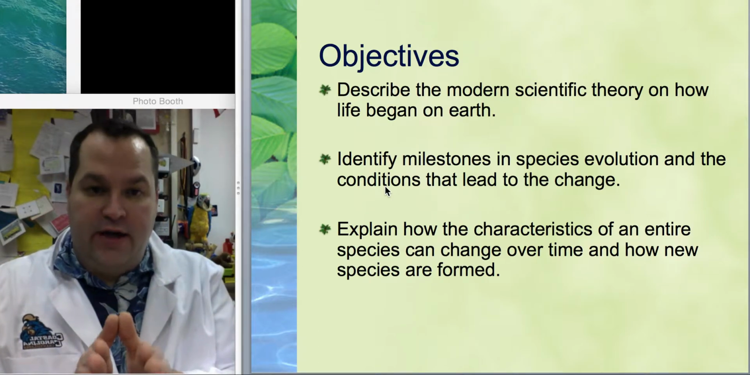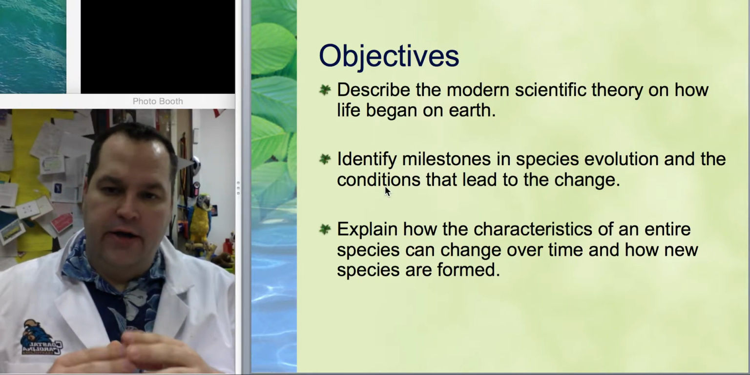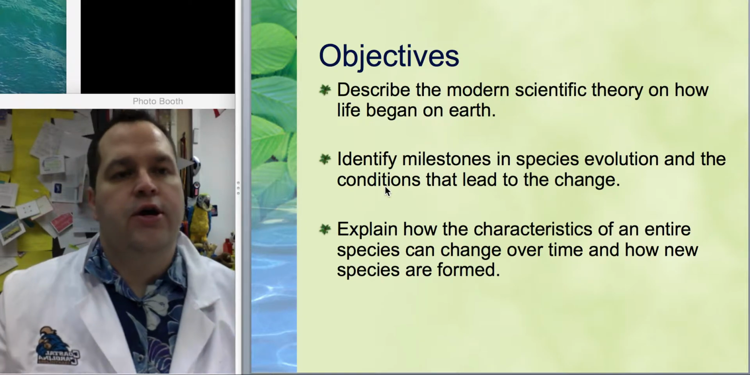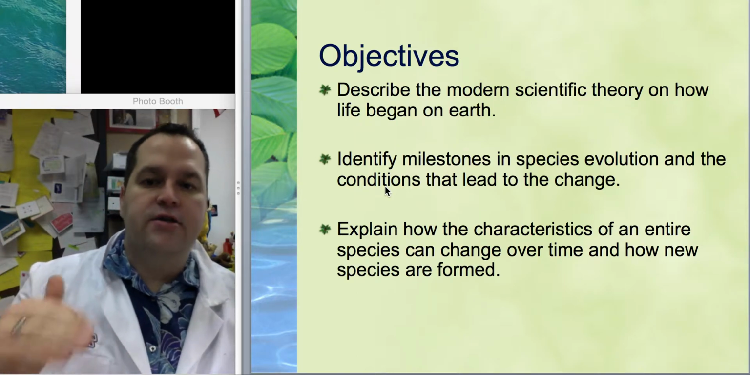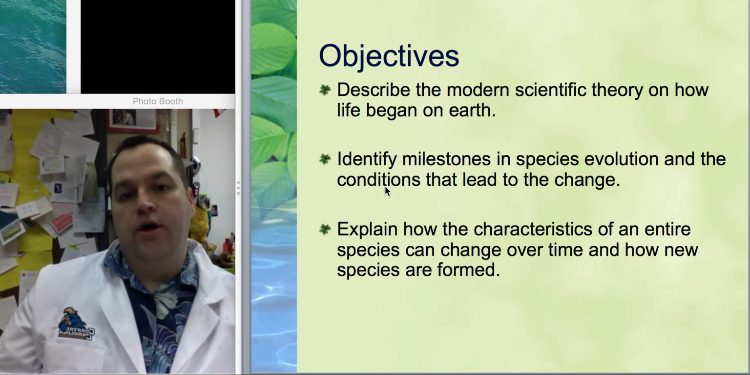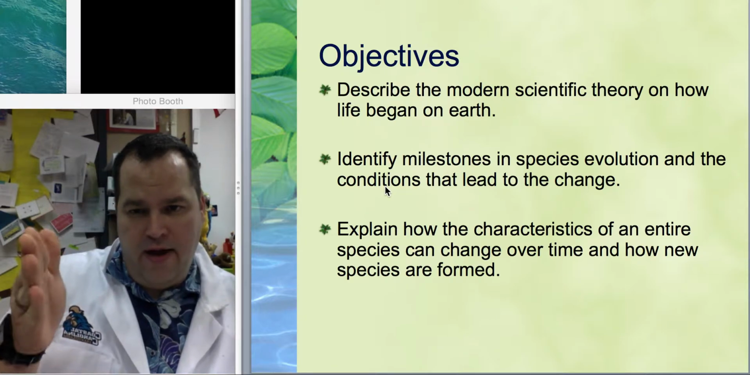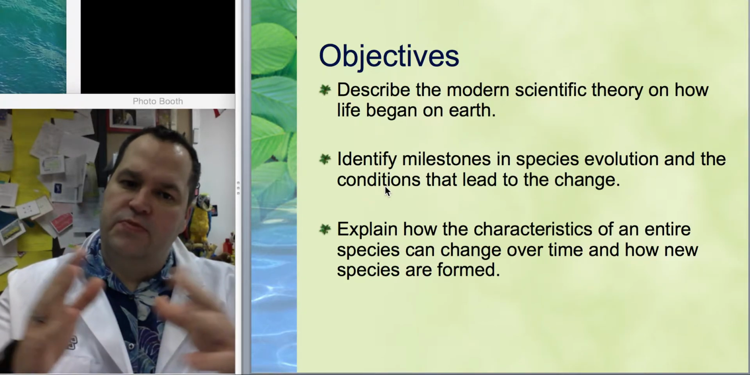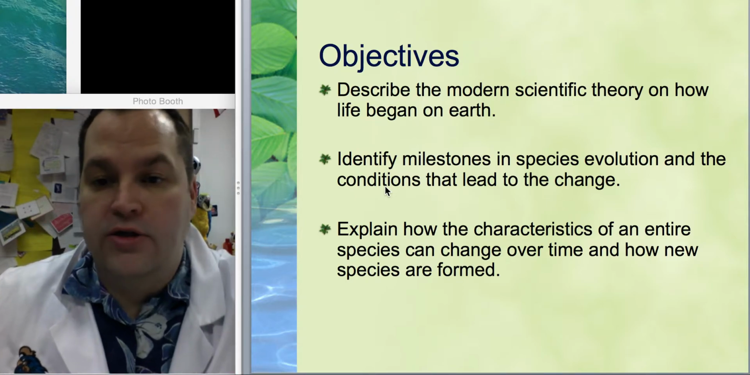So what we're going to do today is go through the modern scientific explanation of the history of life on the planet, and more importantly, how we know it. Okay, so we're not just going to say, all right, here's how old life is. We're going to say, okay, and here's how we came to that conclusion. We're going to talk about certain milestones in a species' evolution and how that makes a difference. And we're also going to talk about how entire species change over time and what mechanisms they can use to help that out.